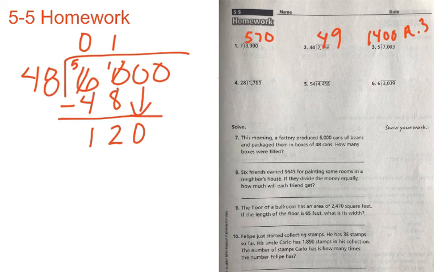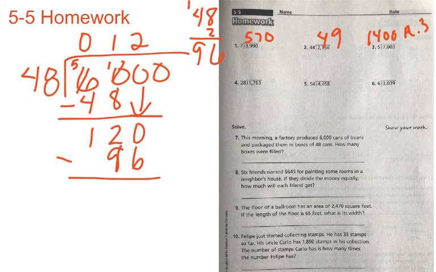And 48 can go into 120, and that's going to be 2 times. Let's check that out. 48 times 2. 8 times 2 is equal to 16. Put down your 6, carry your 1. 4 times 2 is equal to 8, plus 1 is 9, and so it's 96. And now we need to subtract again.